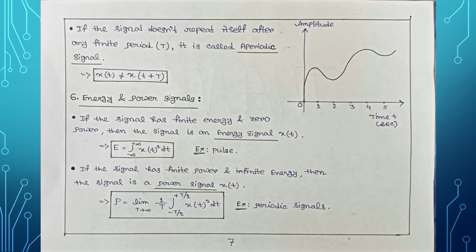Then if the signal has finite power and infinite energy, then the signal is a power signal, which is denoted by x of t. Then the formula will be power P equals limit capital T tends to infinity of 1 divided by T, integration from minus T by 2 to plus T by 2 of x of t squared dt. Here the example of a power signal will be periodic signals.